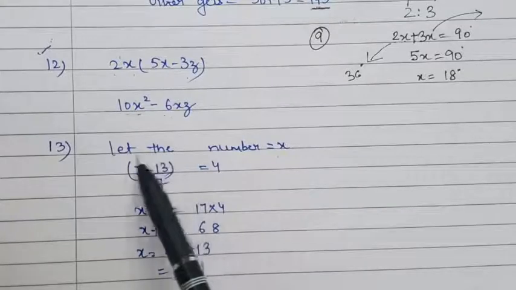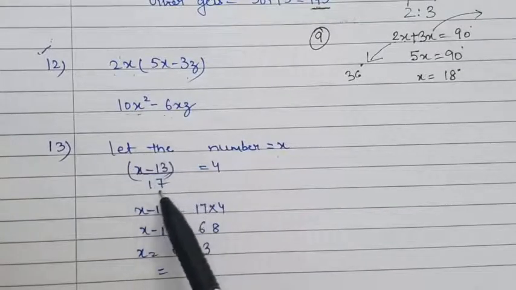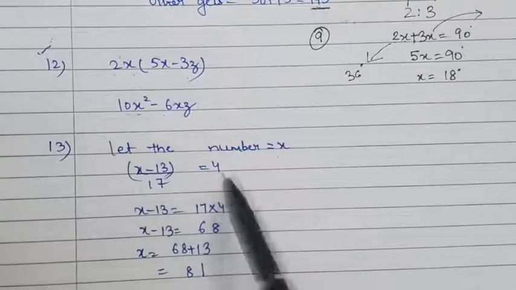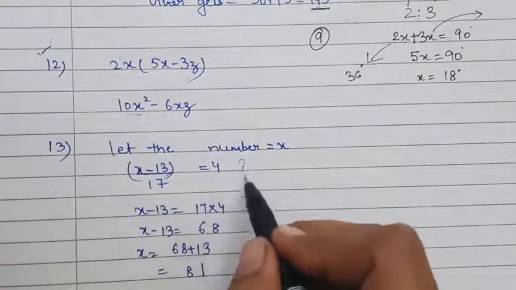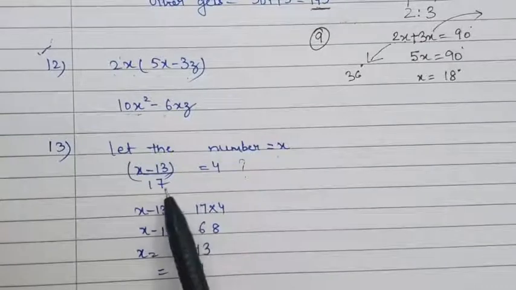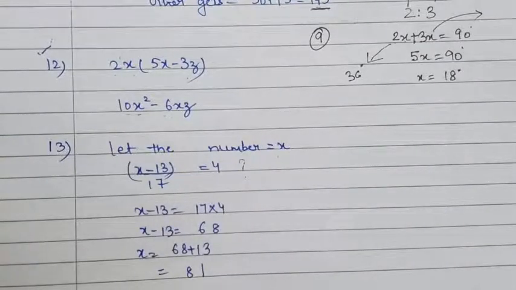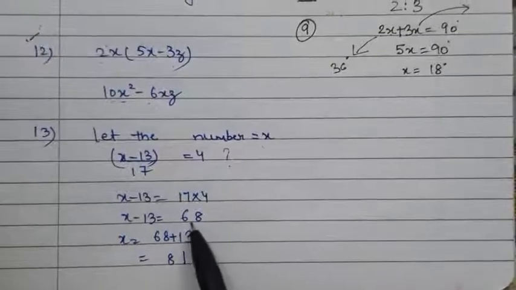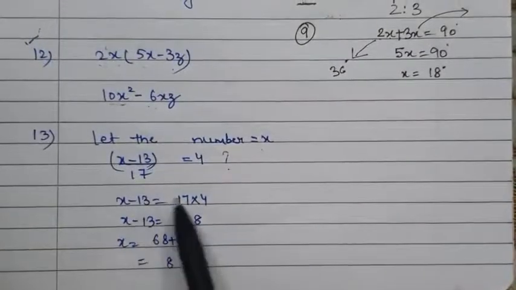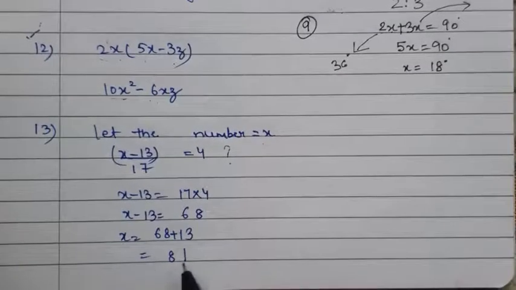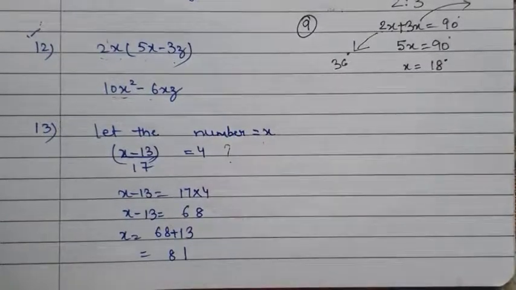Now question 13 says that we have a number, and 13 is subtracted from the number and the difference is divided by 17, the quotient we got is 4 and there is no remainder. So now 17 will get shifted. We get 17 into 4, that is 68. So 13 will get shifted. So finally the value of x we got is 80.